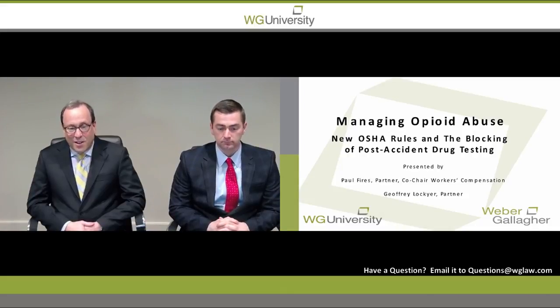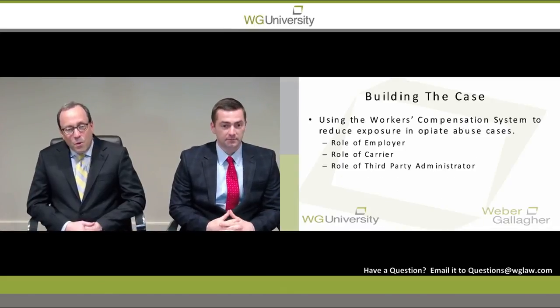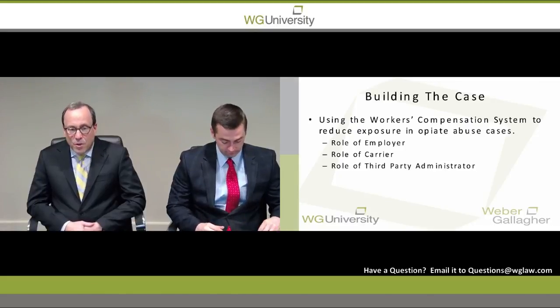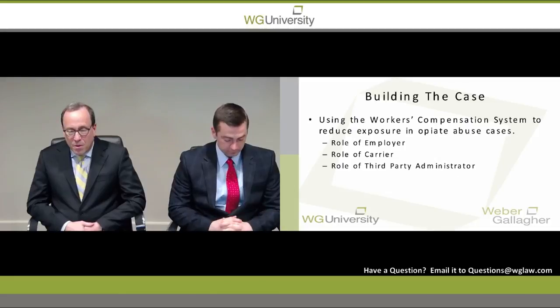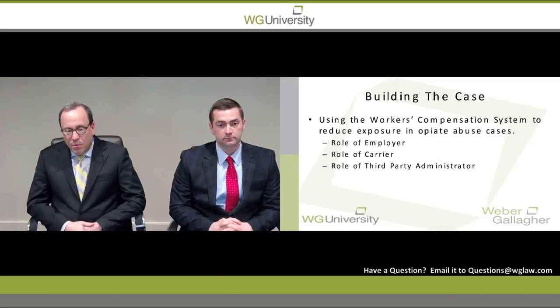Now let's get started. We start with building the case, using the workers' compensation system to reduce exposure in opiate abuse cases. Keep in mind, there's a role for everybody in this process. There's the role of the employer, the role of the carrier, and, most importantly, the role of the third-party administrator. The employer must watch these situations very carefully to first identify whether or not they have an employee who's engaging in any type of opiate abuse.